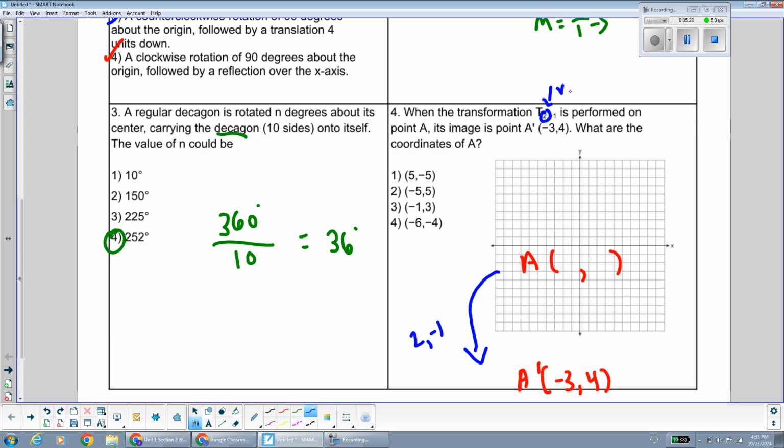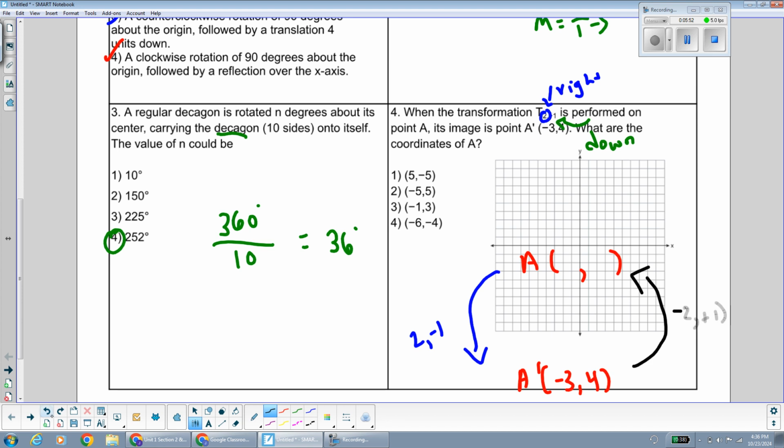This is to the right. That's the movement on the x-axis. This is down because it's negative 1. It's the movement on the y-axis. So in order to go backwards, because I'm not going from the beginning to the ending, I'm going from the ending to the beginning, I could just do the reverse. Instead of moving 2 to the right, I can move 2 to the left. Instead of moving 1 down, I can move 1 up.